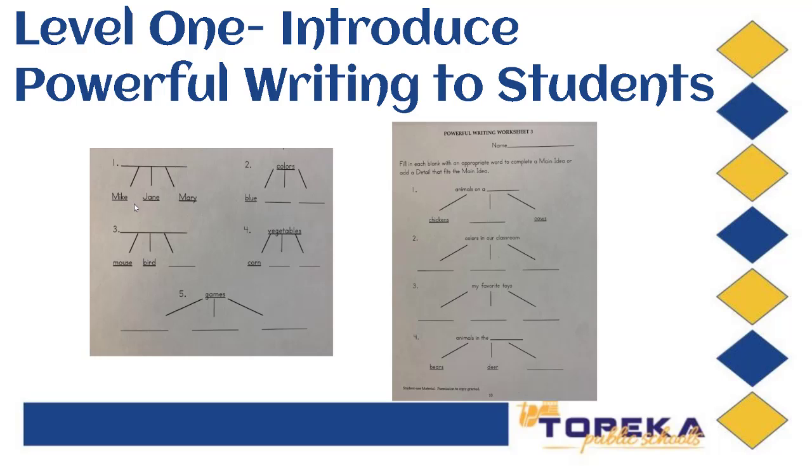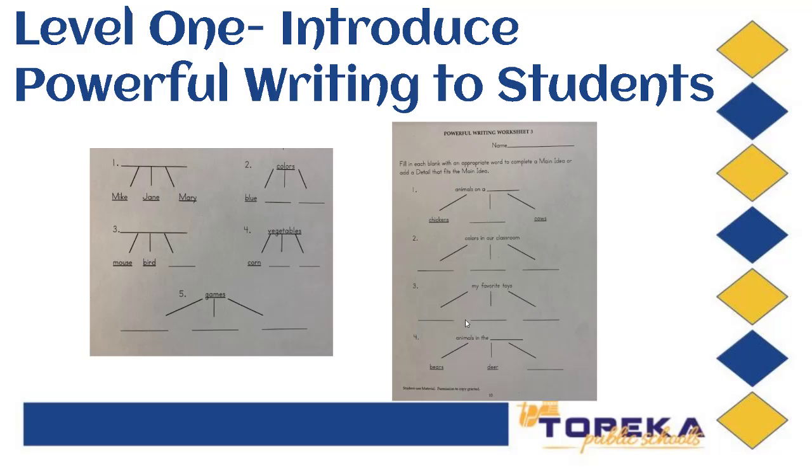So here we have Mike, Jane, and Mary, and they're coming up with the topic at the top. Here we have the topic, and then we're putting the details, blue, and then students could put red, green, for example. Vegetables, corn. Students will put down 2 other vegetables. So it's helping them to delineate between main idea and major details.